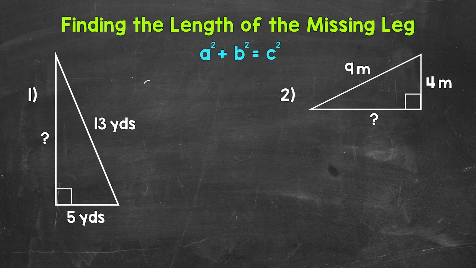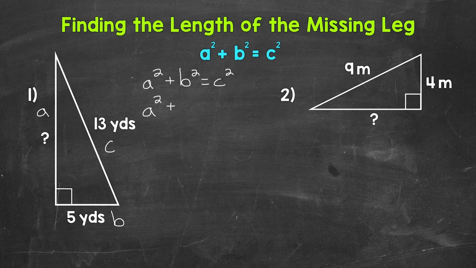We're going to use a squared plus b squared equals c squared in order to find the length of that missing leg. Now, as far as that right triangle, let's call this leg A and this leg B. Remember, it doesn't matter which leg is A and which is B. And then the hypotenuse is always C. Now we can plug in what we are given and work through this equation in order to find the length of the missing leg. Now A is the missing leg, so let's keep this as A squared plus B squared.